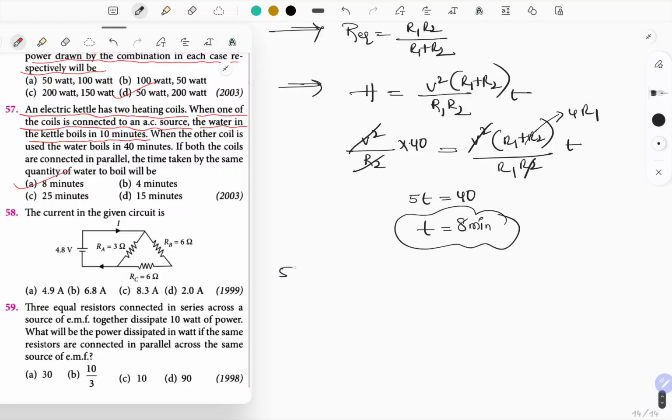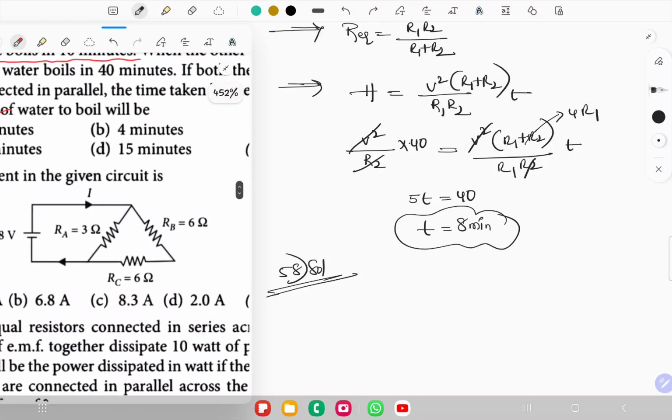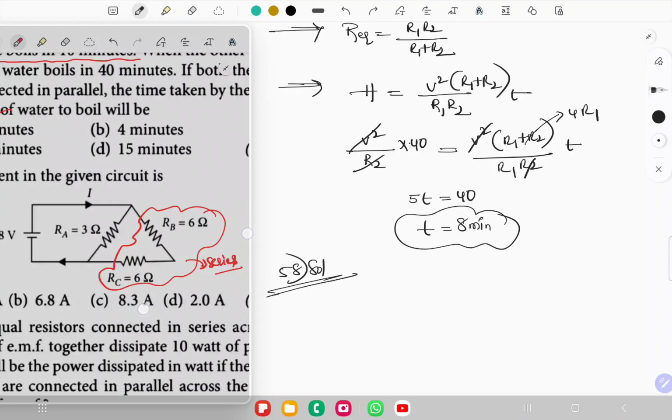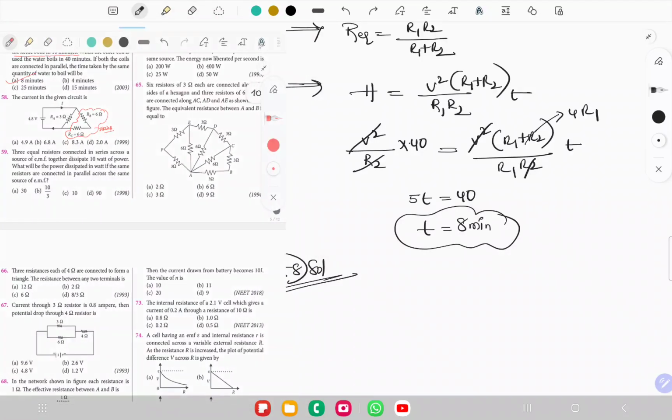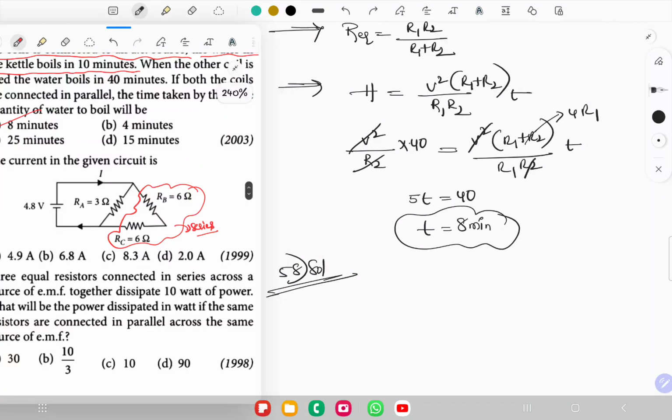Okay, let's move on to the next solution, question 58. The circuit is given like this, and just observe. So let's answer here itself. They're asking for the current in the circuit. First of all, observe these two resistors, they look like they are connected in series, right? So the resultant resistance of these two resistors is 12. So you're going to get 12 ohms.